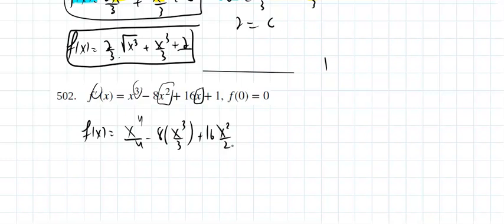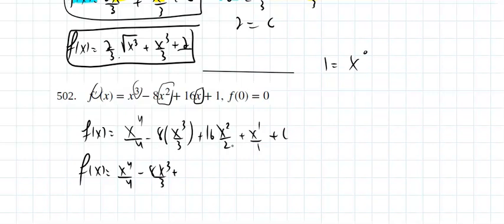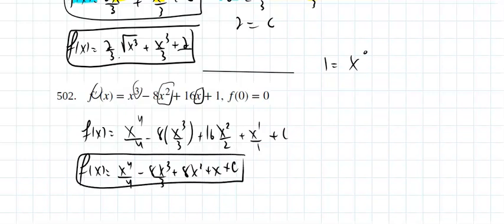And isn't 1 x to the 0? If I add 1 to the power, wouldn't that be x to the 1 over 1? Or what do you take a derivative of to get 1x plus c? So my f of x is x to the 4th over 4 minus 8x cubed over 3 plus 8x squared plus x plus c. If they gave me initial value problems, y equals 0 when x equals 0, it doesn't have to be 0, but in this case, that's what they gave us.